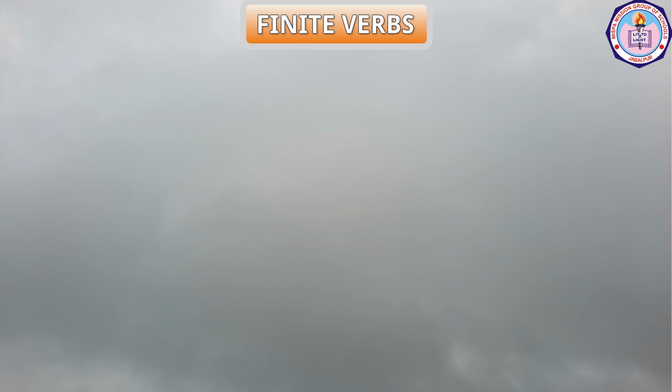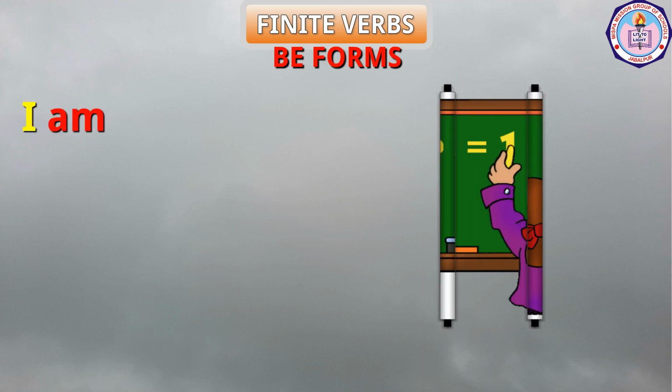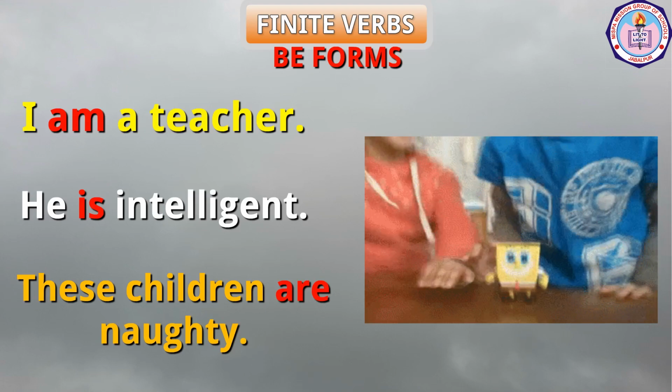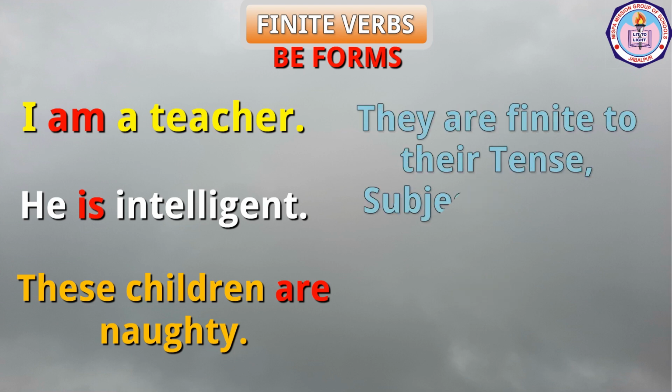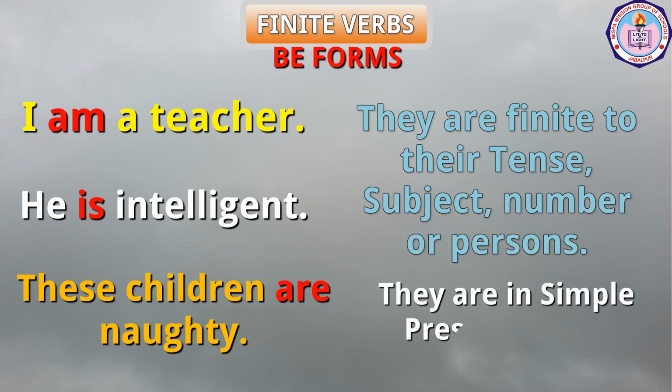Now let us see how the auxiliary verbs become the finite verb. First of all, we see be forms. Look at these sentences. I am a teacher. He is intelligent. These children are naughty. In these sentences, the be forms am, is, and are are the main verbs. They are finite to their tense, subject, number, or persons. They are in simple present tense.